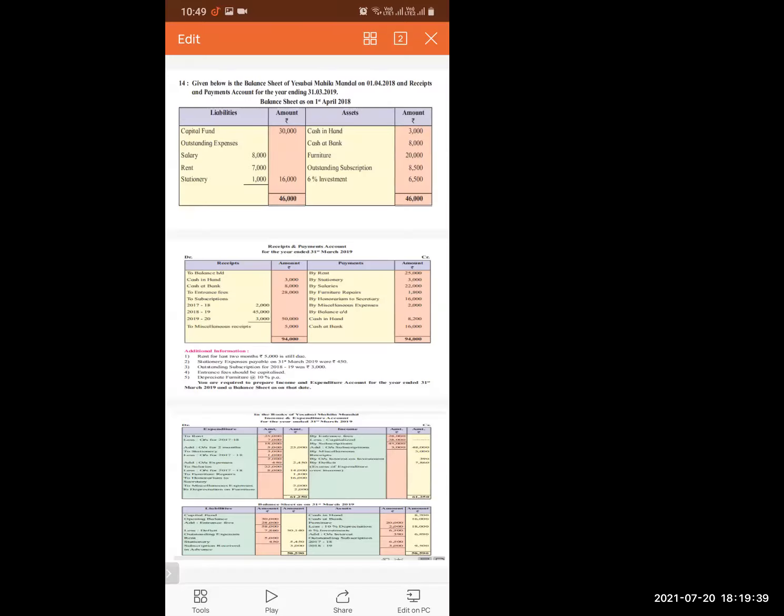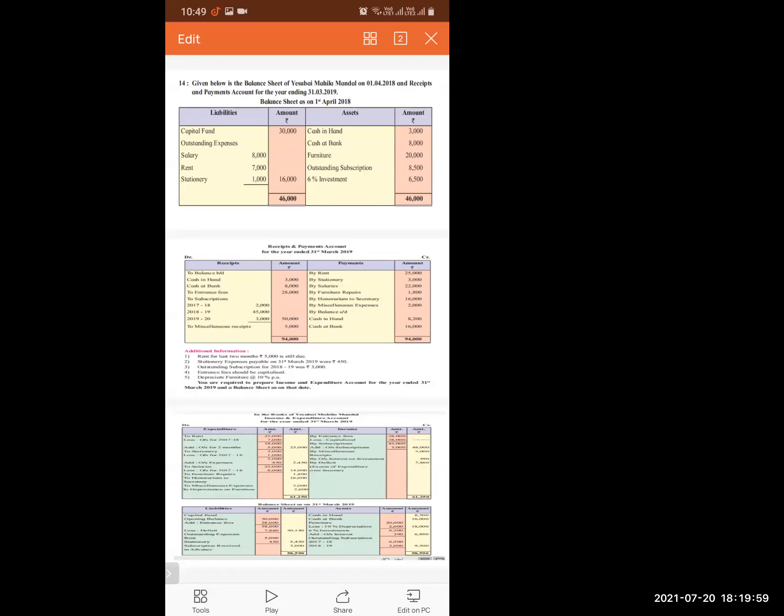Work given for you. Okay, question number 14, we need to prepare again the same thing, the income and expenditure account and the balance sheet. Now if you have any doubt, just unmute and let me know, at the same time if you miss something, because we are in a sequence, right? So we'll start with the income and expenditure part first of all.